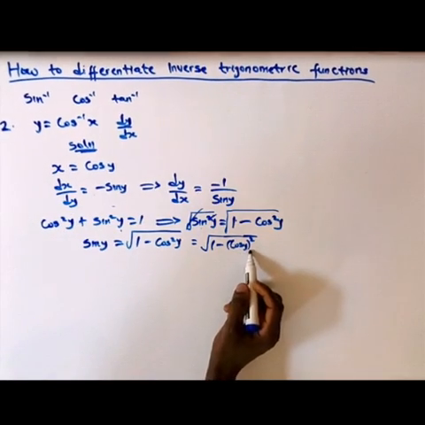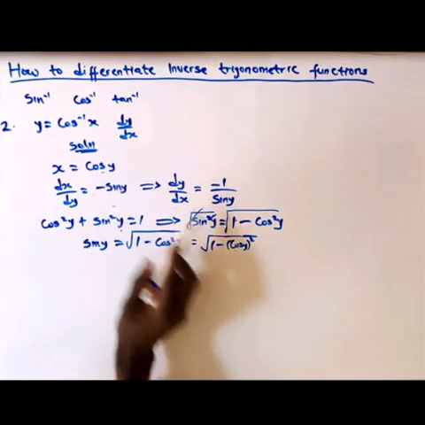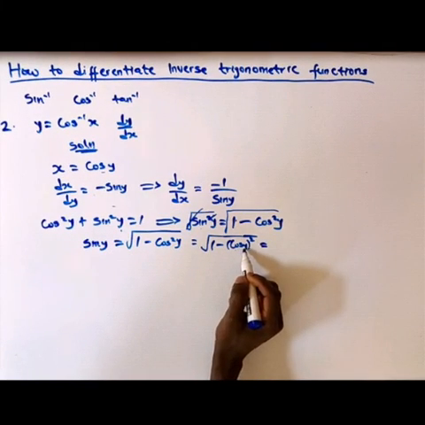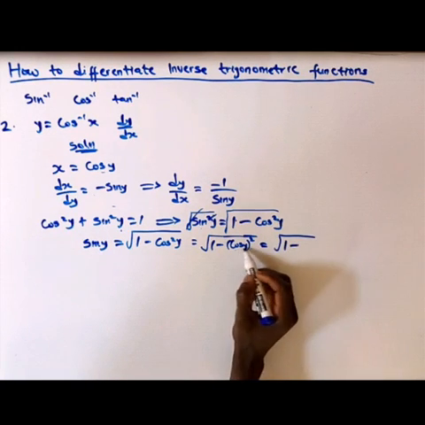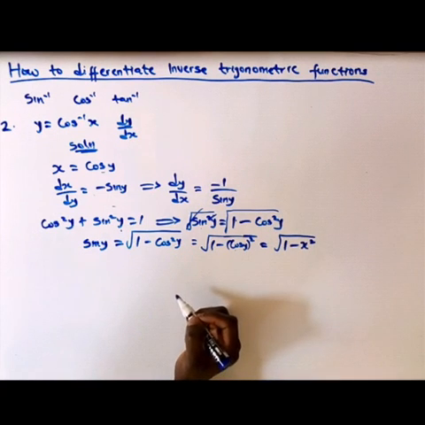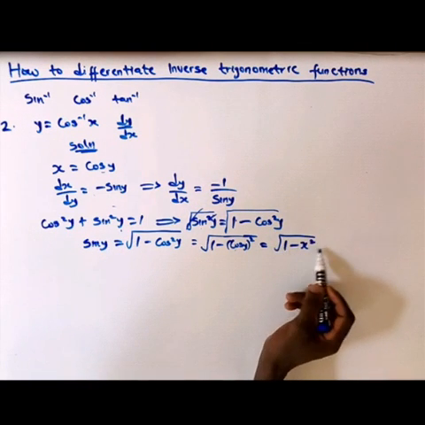So writing cos y in terms of s, instead of cos y, now we can replace or substitute the cos y with s. So this implies that 1 minus cos square y can be written as 1 minus s squared, since our cos y is s. So we are saying that our sin y is equal to the square root of 1 minus s squared.